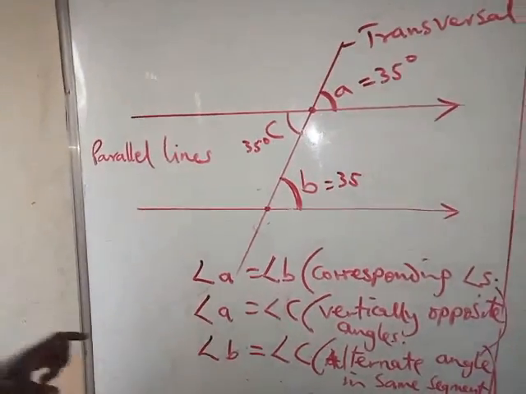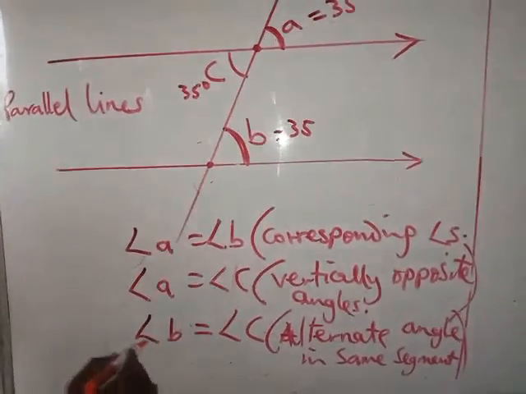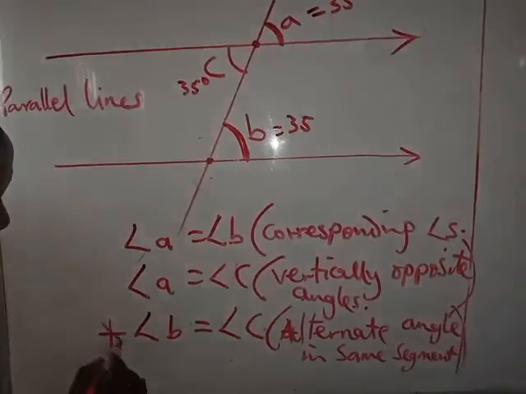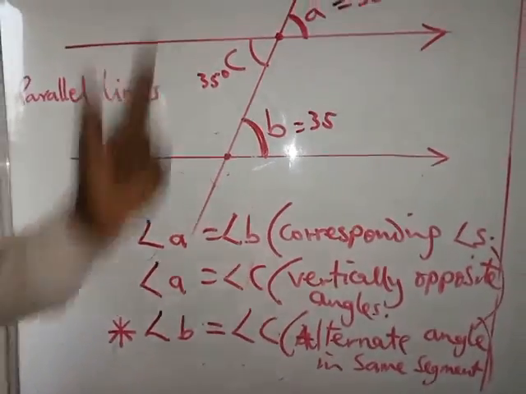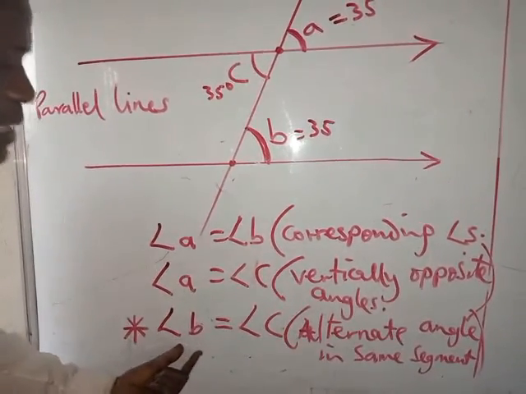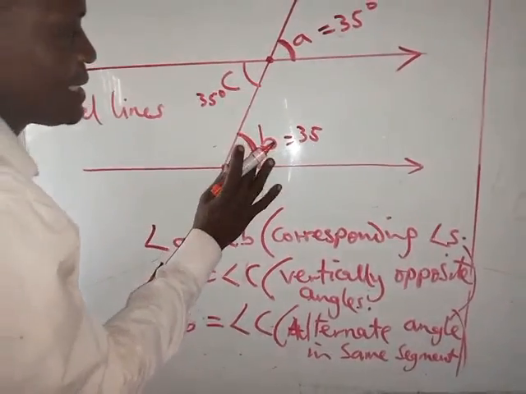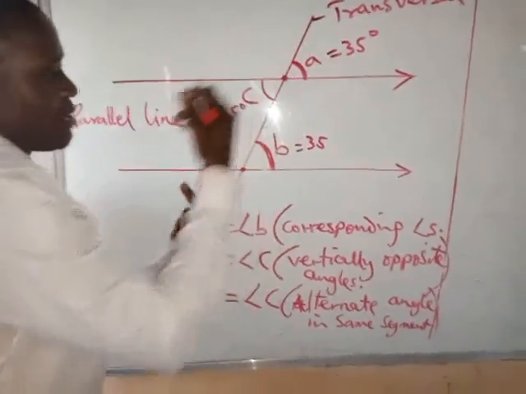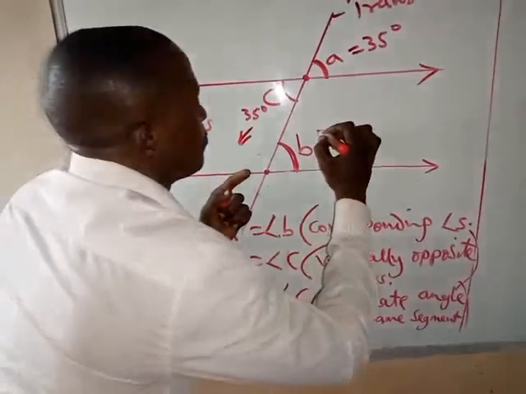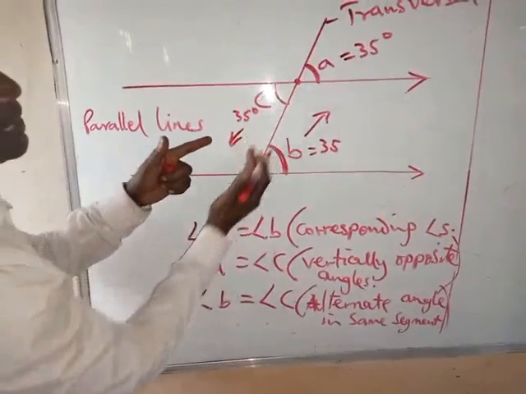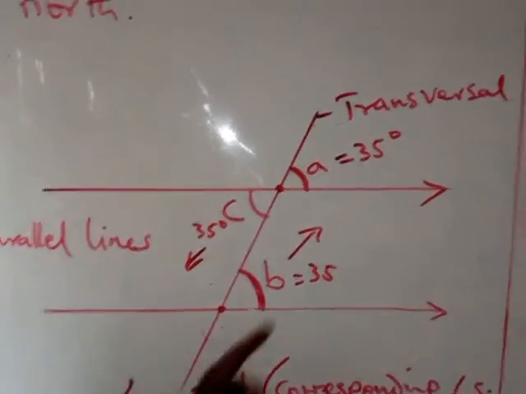Right. So these three conditions, they are very, very important. Now I want you to take notice of the third one, I asterisk it. This is what I'm going to use to teach bearing. This number 3, alternate angle in same segment. You can see, while B is an angle of elevation, C is an angle of depression. Angle C is facing down, while angle B is facing up. So we say they are alternate angles in same segment. Let's go to the next slide.